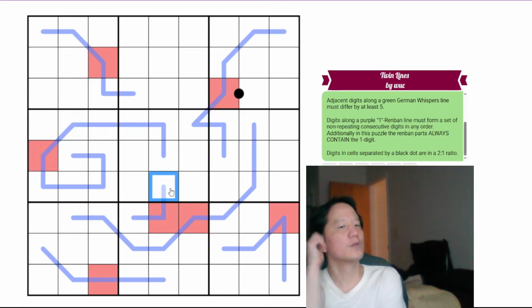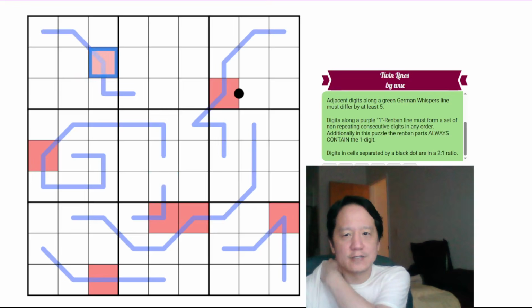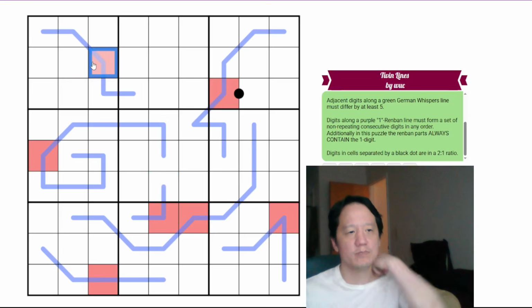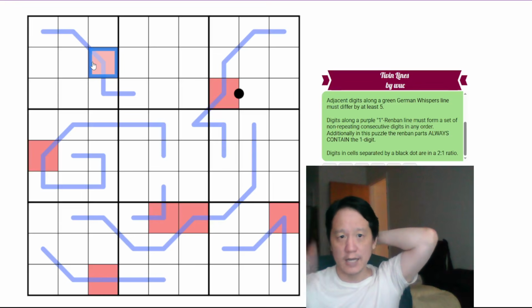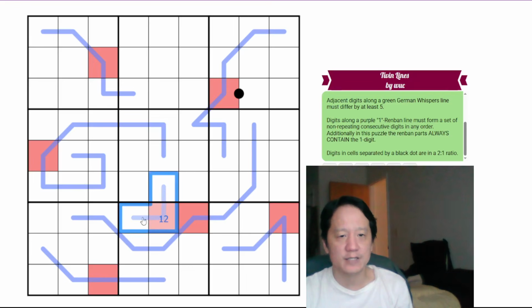Okay. The renban always contains a 1. So therefore, this digit in the middle must be part of the renban. And in this case, it's 1 or 2. Because the renban has to be 2 in length. It's 1, 2 in that renban. This must be 1, 2, or 3. This must be 1, 2, or 3. 1, 2, or 3 there. This must be 1 through 4.